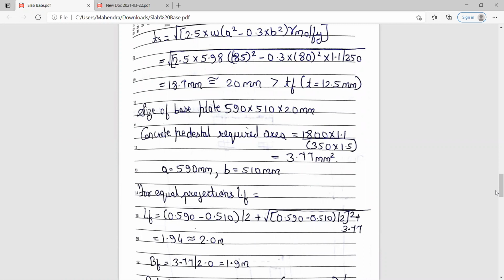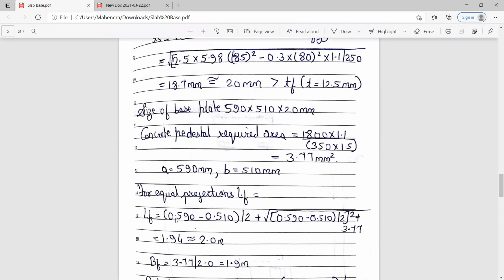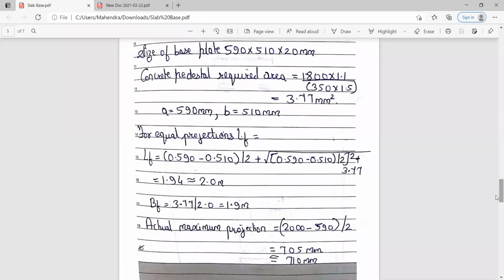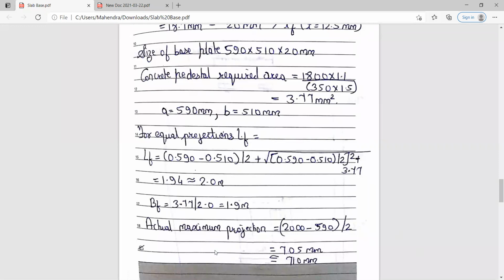To calculate LF, you are going to consider the size of the plate, that is 590 and 510. Here it is in mm, so you need to convert it into meters. When you convert to meters, what will it be? 0.590, that is A minus B by 2 plus under root of (A minus B by 2) whole square plus the concrete pedestal required area, which you have just calculated. The concrete pedestal required area is 3.77 mm square. So plus that area, you will get the equal projection, that is 1.94, approximately equal to 2 meter.